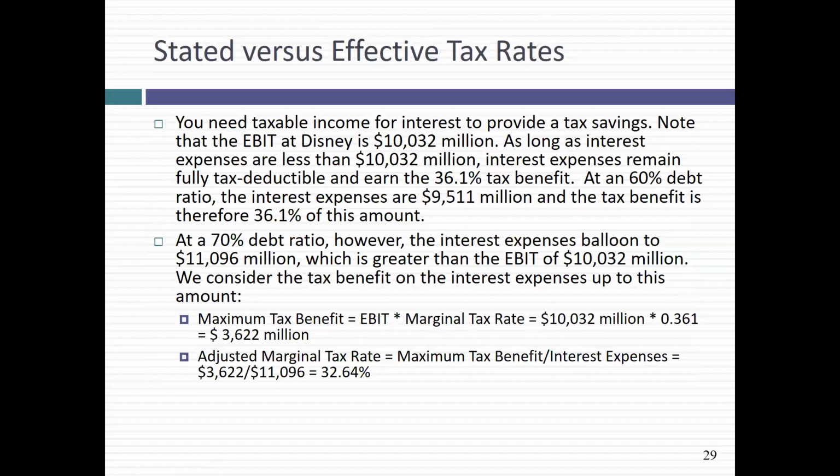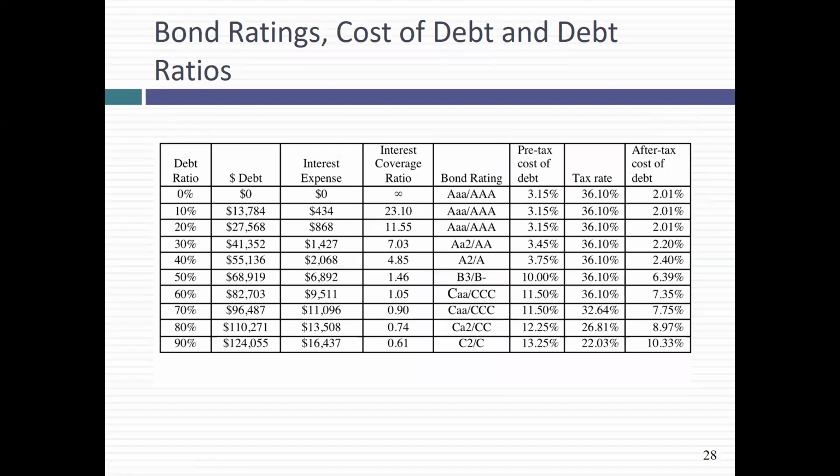How much smaller we can actually figure out. The maximum tax benefit is 10 billion multiplied by 36.1%. So the maximum tax benefit is going to be $3.6 billion. So we take the 3.6 billion, divide by interest expense, which we got from here, and that gives us the adjusted marginal tax rate of 32.6%. So essentially what it's saying is that we actually have a slightly lower tax benefit, because we're only able to get a maximum benefit of $3.6 billion. So 3.6, the maximum, divided by our actual expenses, gives us a tax benefit of 32.64%. And that's how we get this number here.